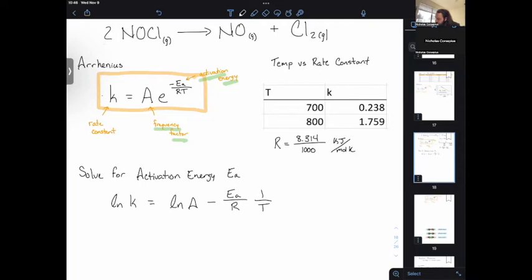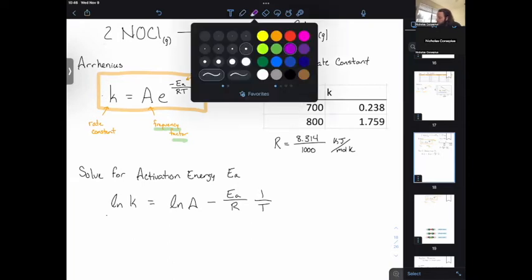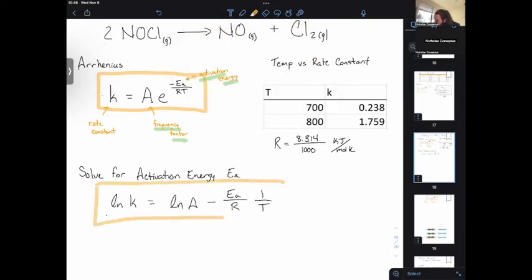This equation here, both forms of this Arrhenius equation, are on your constants page. So you don't have to have it memorized. You don't even have to know your log algebra. You just have to know when and how to use it.